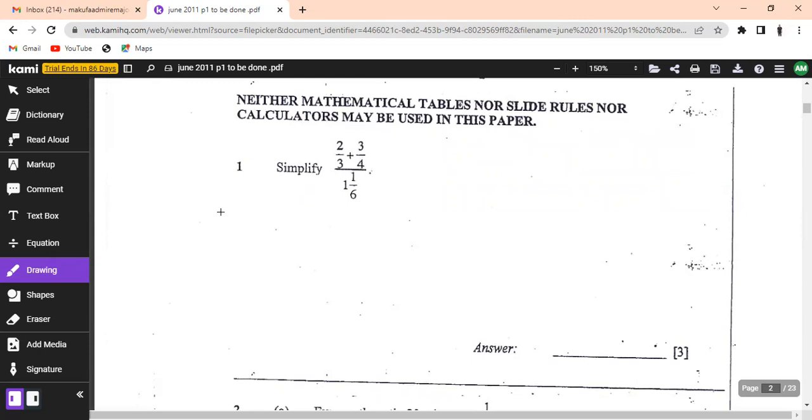So here we've got the fractions on top, which is 2/3. What you're going to do is work them out separately. This part means the same as 2/3 plus 3/4. You can write it this way and divide to 1 and 1/6, which if you multiply, you're going to have 6 plus 1, which is 7/6. So that is what it simply means.